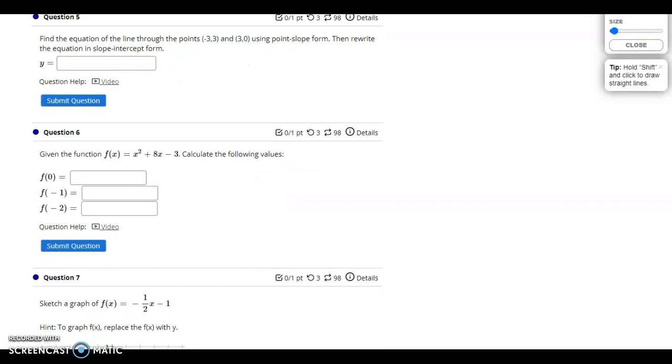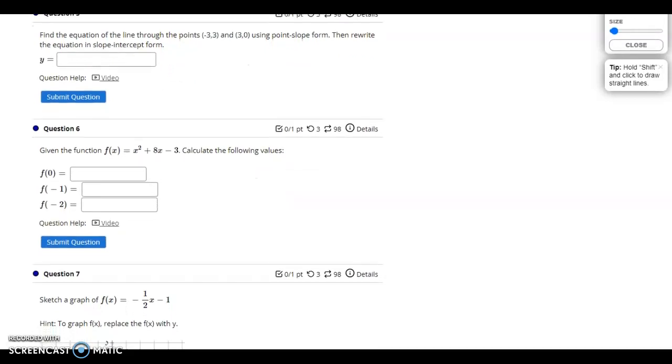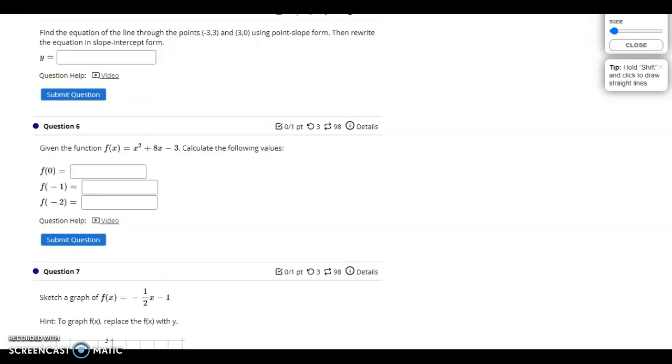Find the equation of the line passing through. Let's go ahead and do this, number 5. So we're going to find the slope. I'm not going to label this one, but if you want to, you're welcome to.